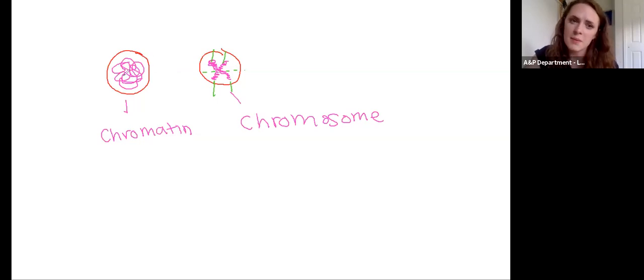When a cell is about to divide, this chromatin coils really tight and actually becomes a chromosome. So chromatin does not divide while chromosomes do. They're the same thing. One is just coiled and one is not. One is like a plate of spaghetti.